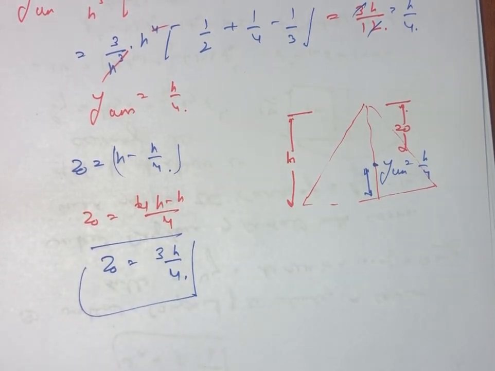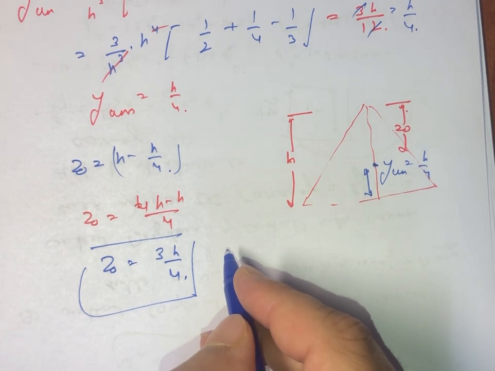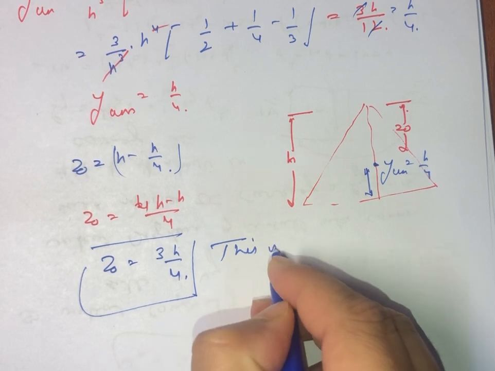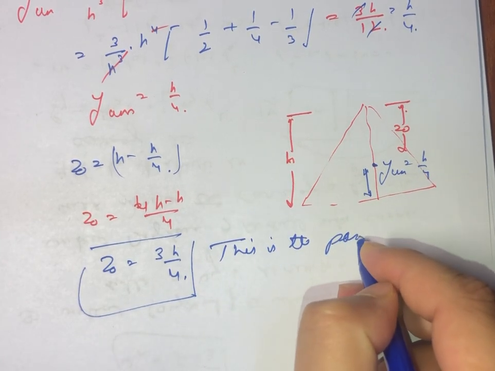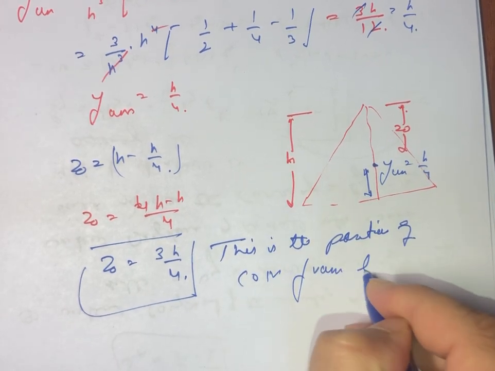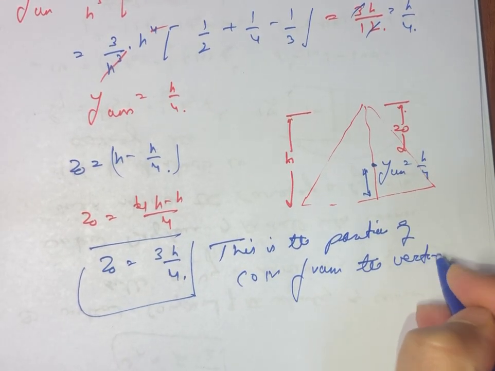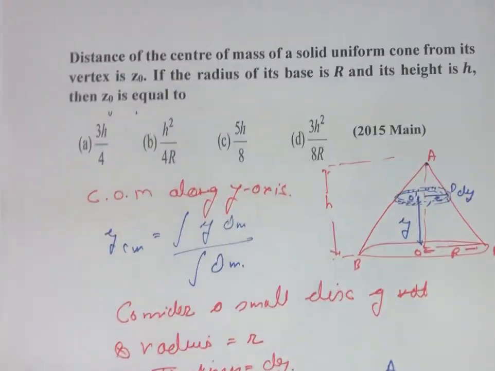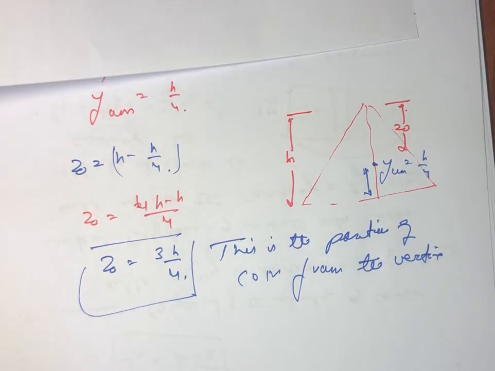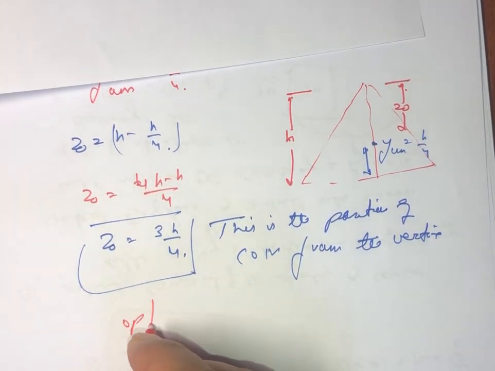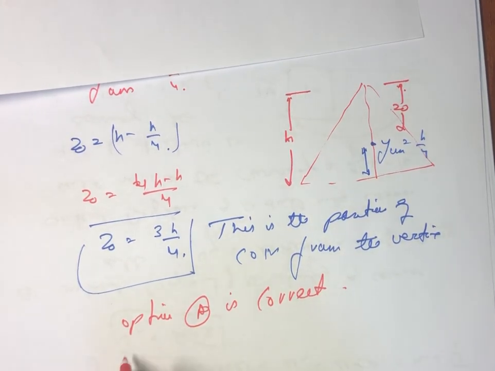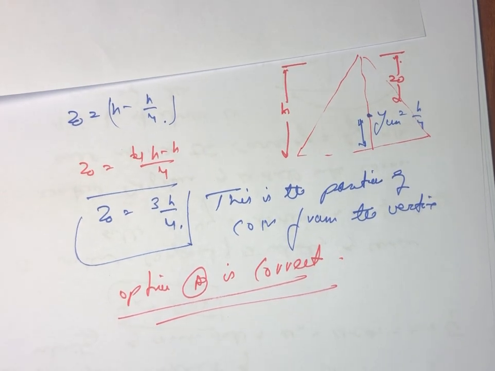So this is the position of the center of mass from the vertex, and here option number A is the correct option. Option A is correct. So this completes the question.